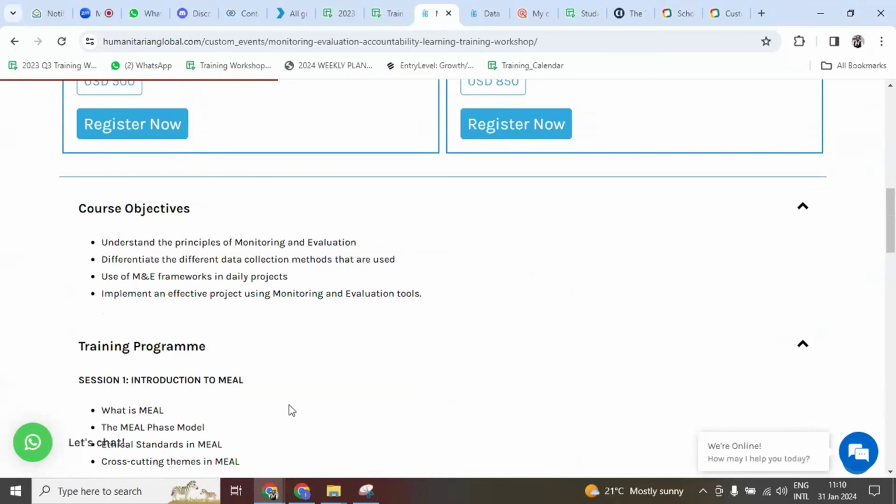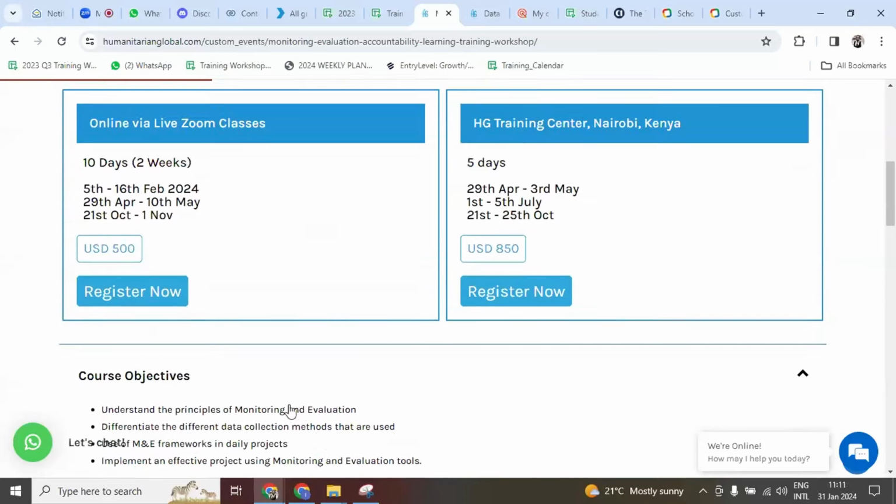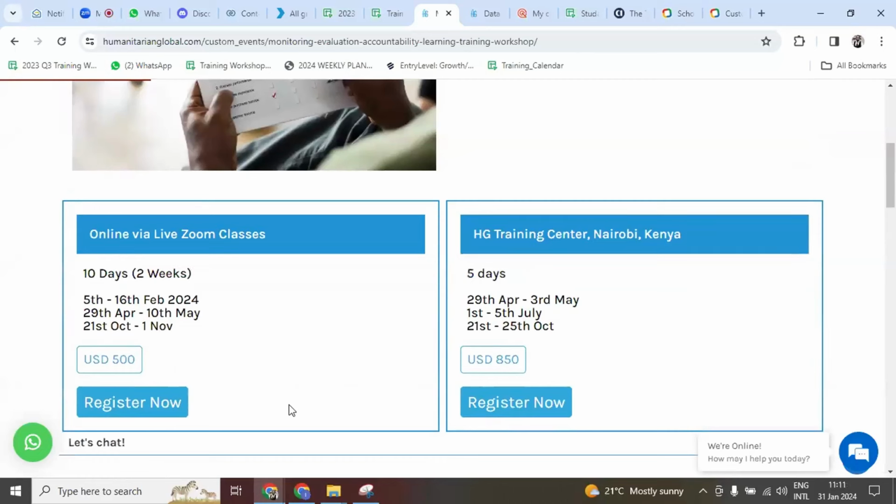The objectives of this training are to enable you to understand the principles of monitoring and evaluation, the different methods of data collection, how to use M&E frameworks in the projects that you are currently running, and also implementing an effective project using M&E tools. The training is offered in two models. We have the physical class happening right here in Nairobi at our training center, but the one happening next week will be an online class, which will run for 10 days from the 5th to the 16th of February.